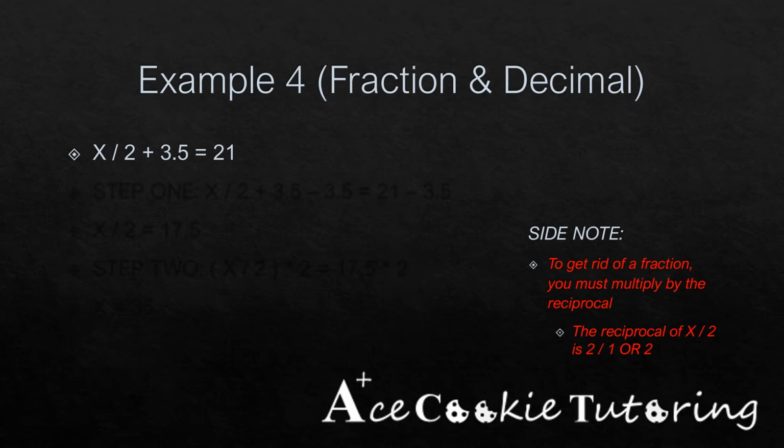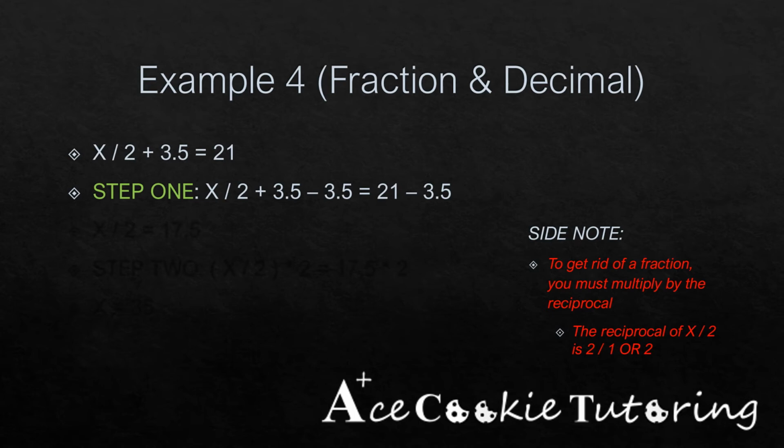Now there is a special way to handle division when it comes to fractions, so we'll get to that in step number 2. So step 1 is pretty easy. I've got that positive 3.5. So to move it to the other side and to get rid of it, I have to subtract both sides by 3.5. So that's hopefully pretty easy by now. So after I subtract 3.5 from both sides, I'm left with x over 2 equals 17.5.